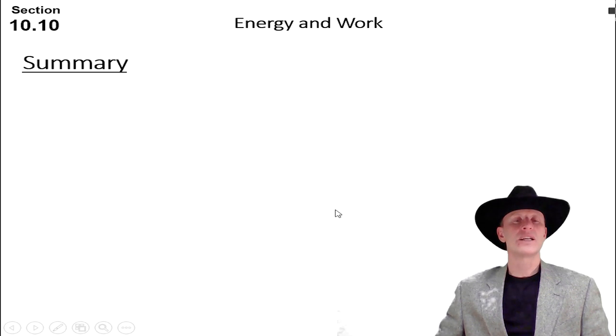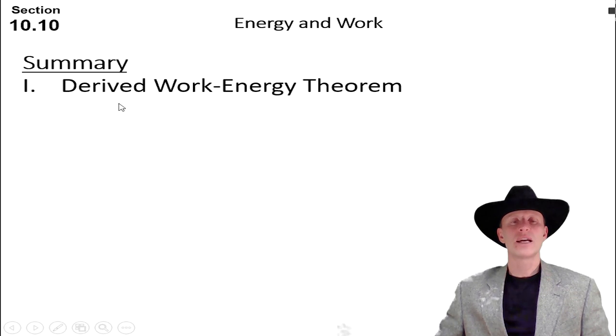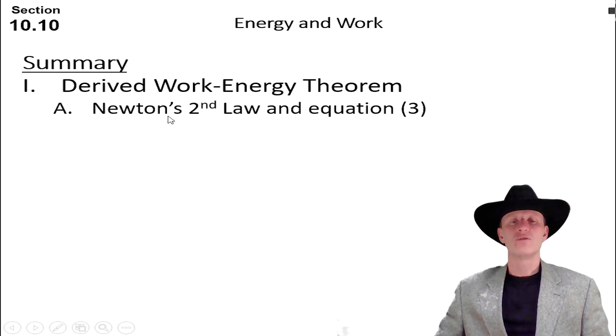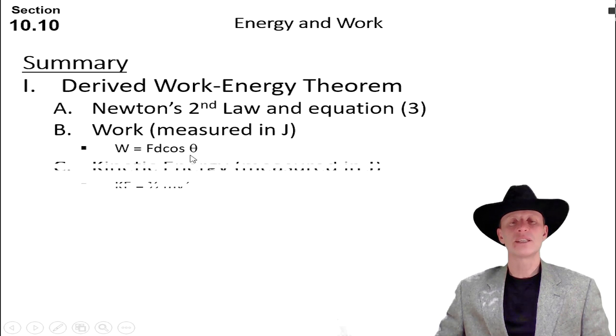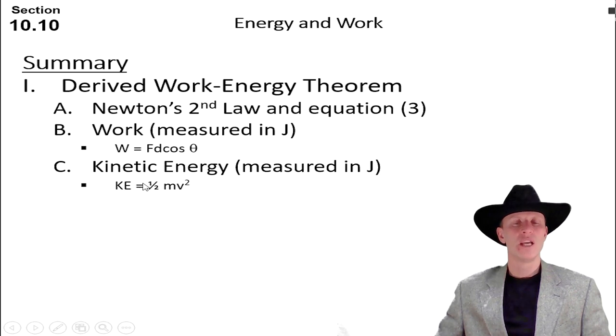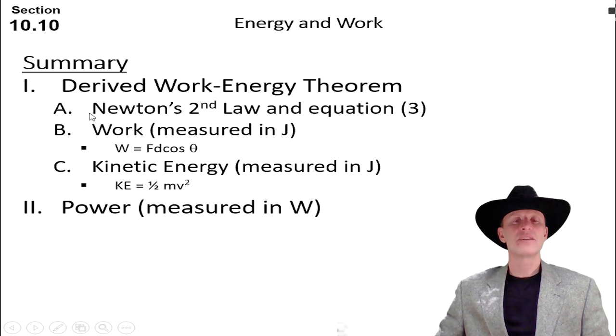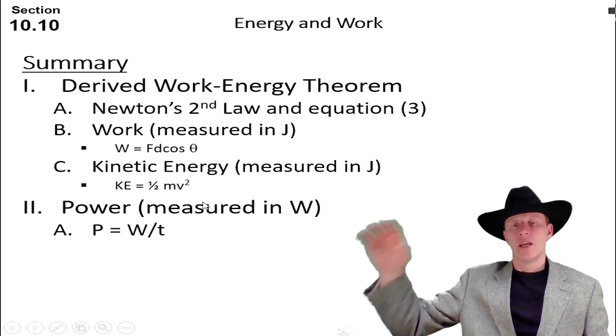And that's it, folks. We've got a summary page talking about how we derived our two formulas from the work energy theorem. Using Newton's second law in equation 3, we derived a formula for work to be force times distance times cosine of the angle, measured in joules, and also kinetic energy, which is 1/2 mv squared, also measured in joules. And that work energy formula says the work done on a system is equal to the change in kinetic energy. We also have a formula for power, which is work divided by time. And that's it, folks.